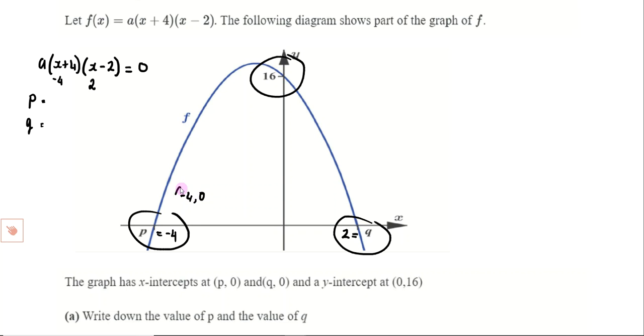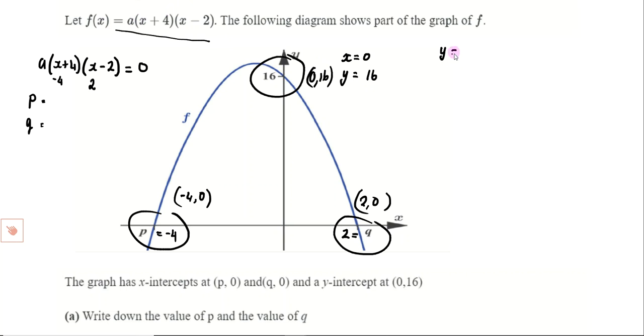Negative 4 and 0. What are the coordinates of this point? 2 and 0. What are the coordinates of this point? 0 and 16. So x is 0 and y is 16. And what does this tell you?